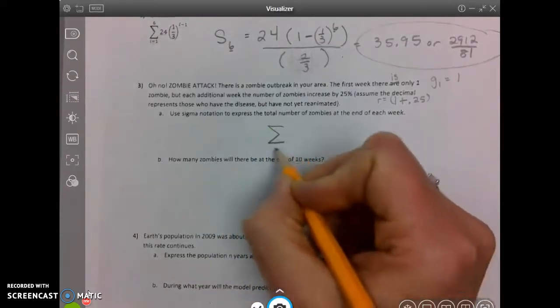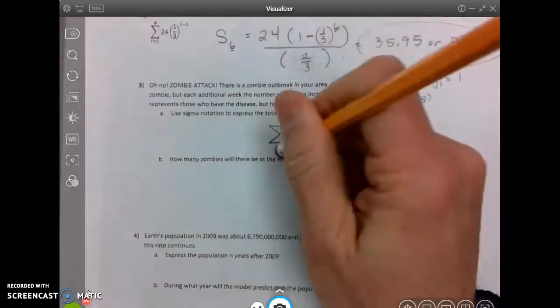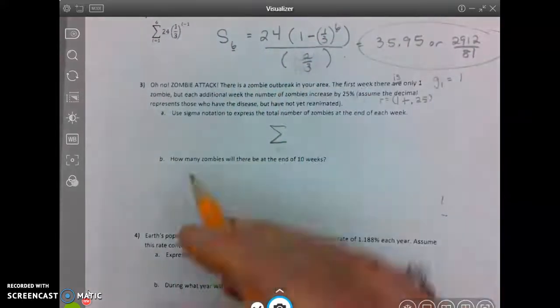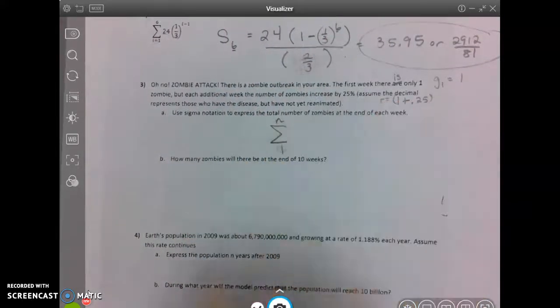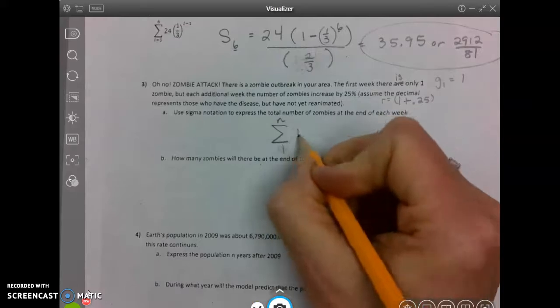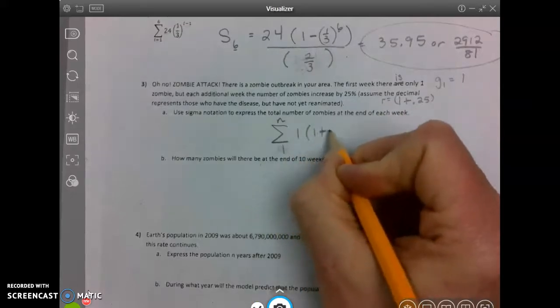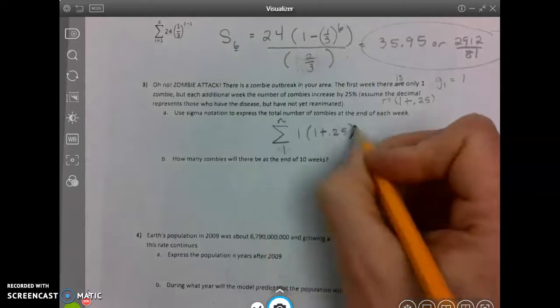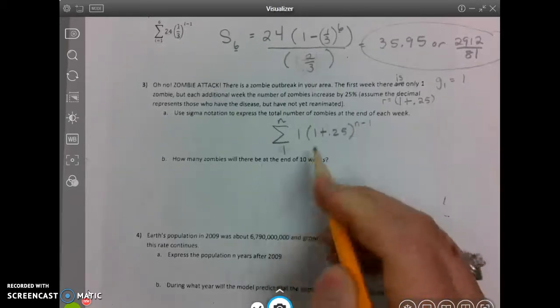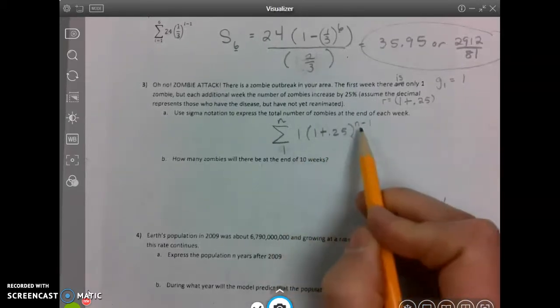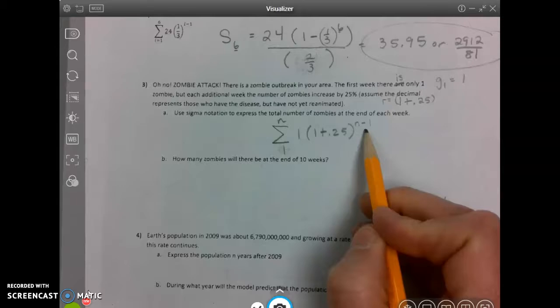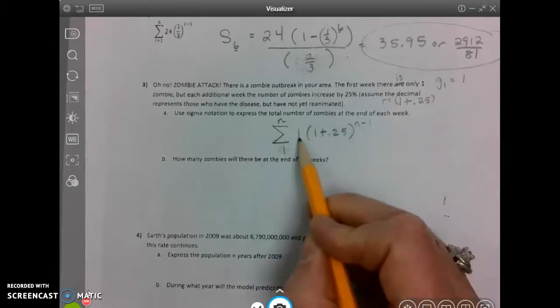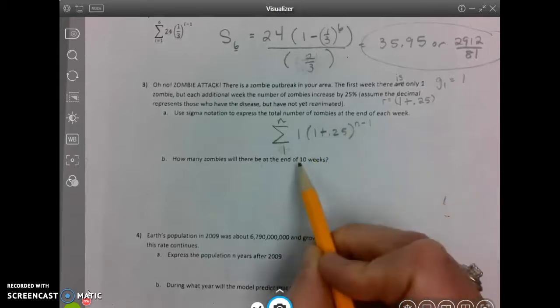Okay. So going from 1 to n, first term is 1, and then we're multiplying by 1 plus 0.25, or I could just put 1.25, and that would be to the n minus 1. Since this is the first term, this is n minus 1. If this was the 0 term, this would just be n.